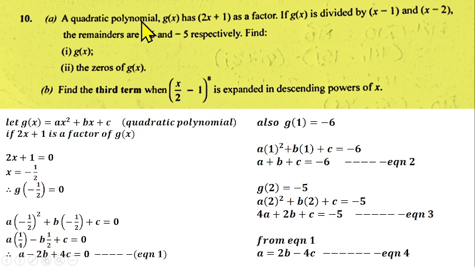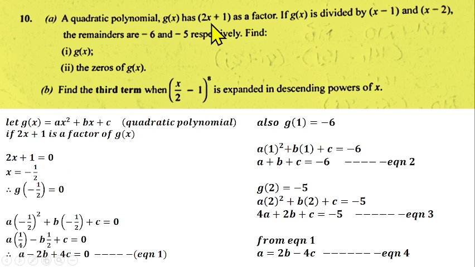We are told that the quadratic polynomial is g of x. So that means you can say g of x is equal to ax squared plus bx plus c. This is a quadratic expression and the quadratic template, ax squared plus bx plus c, which is a quadratic polynomial. You can call it g of x.